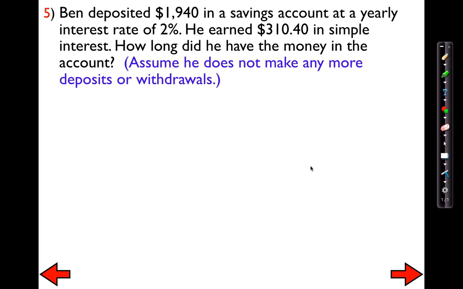Number 5, Ben deposited $1,940 in a savings account at a yearly interest rate of 2%. He earned $310.40 in simple interest. How long did he have the money in the account? So first, what I'd like to do is start with the formula. Interest equals principal times rate times time.